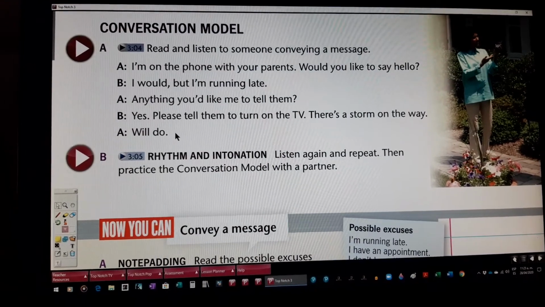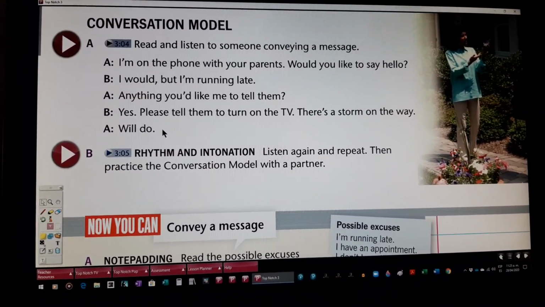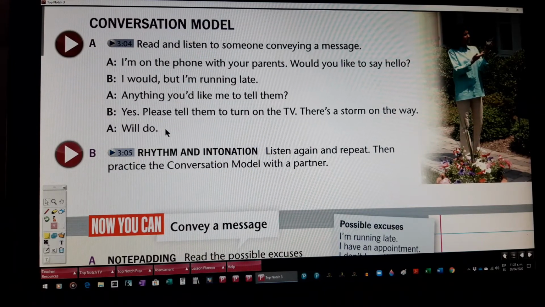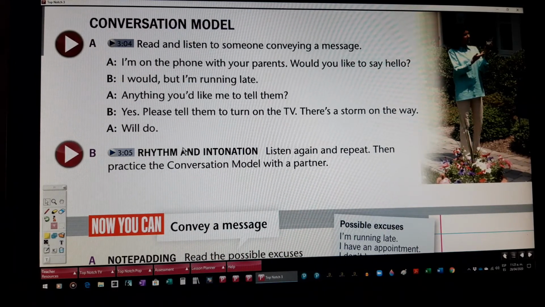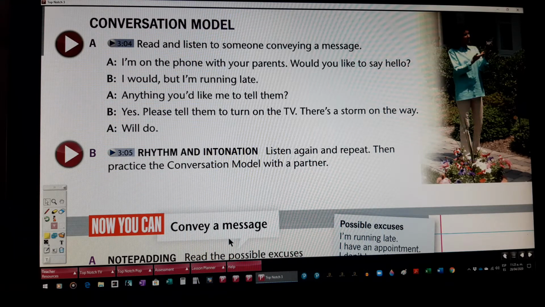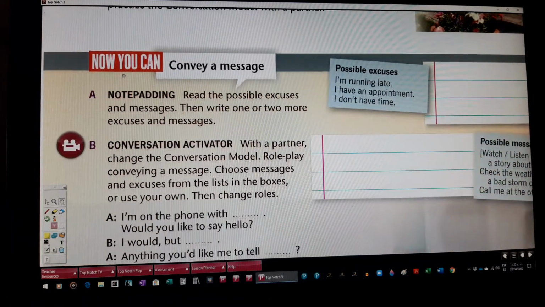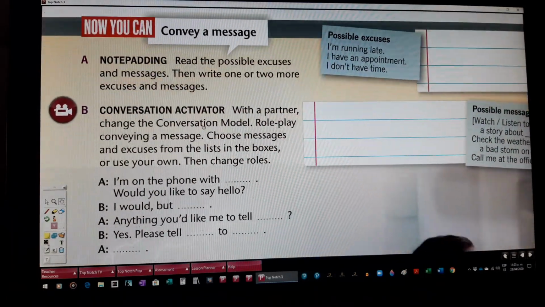Okay, he's conveying the message of the man to the parents. Okay, she's conveying the message. She's the giver of the message. And here they give some ideas to convey another message.